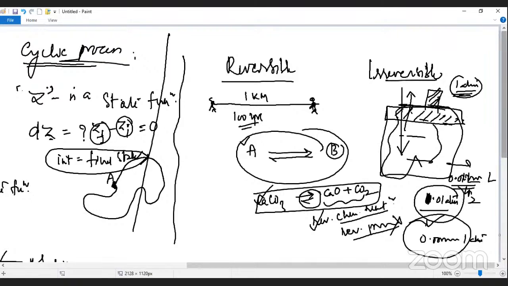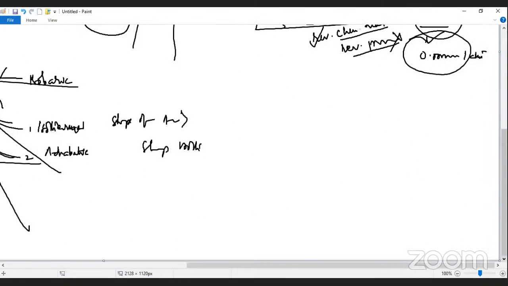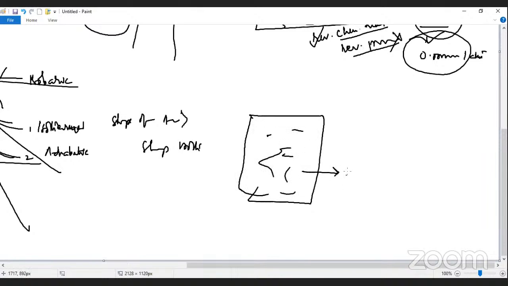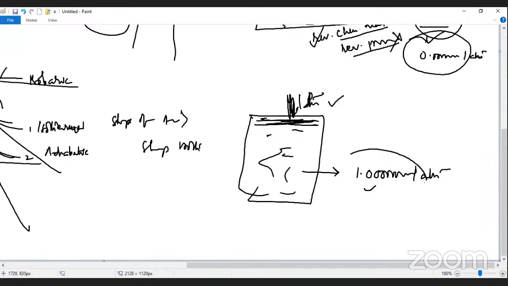Both are not reversible, correct? I'm taking another example. Again, a cylinder into which some hydrogen gas is taken. Because of that hydrogen gas, the pressure is 1.000001 atmospheres, and the outside pressure is 1 atmosphere, with a piston just like the previous case. Now the pressure difference is still there, but it is very, very low. The inside pressure is still very little higher than the outside pressure.